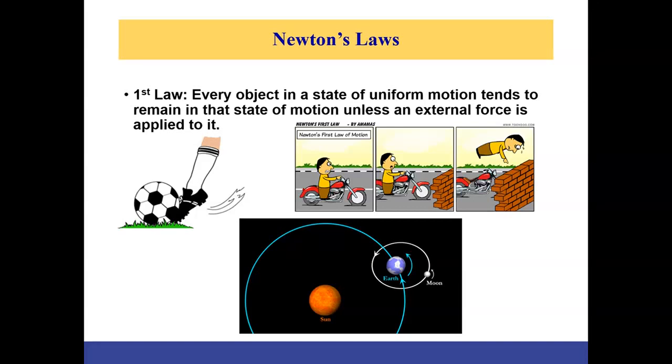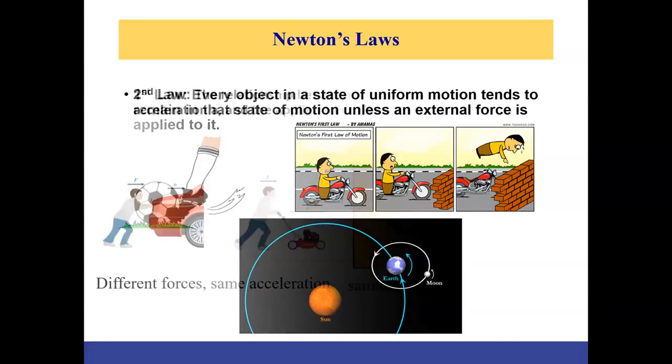The first law states that every object in a state of uniform motion tends to remain in that state of motion unless an external force is applied to it. For example, a ball resting on the ground will rest on the ground as long as no one kicks it. Or a person going on a bike will keep going as long as there is no friction, there is fuel in the bike, and there is no obstacle. And as per the same principle, the Earth is still orbiting the Sun and the Moon is still orbiting the Earth.